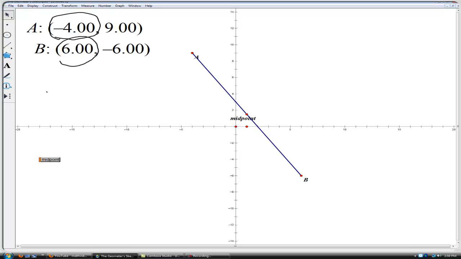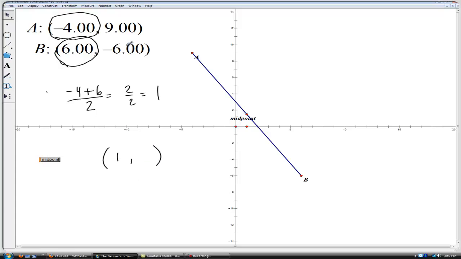Which values did I just circle? The x value and the x value. We want to add those together, and then we want to average them. So there are two values, we divide by 2. That gives us 2 over 2, which is 1. So for my midpoint, the x value will be 1.